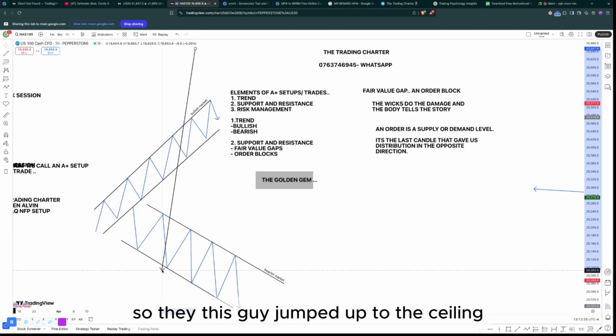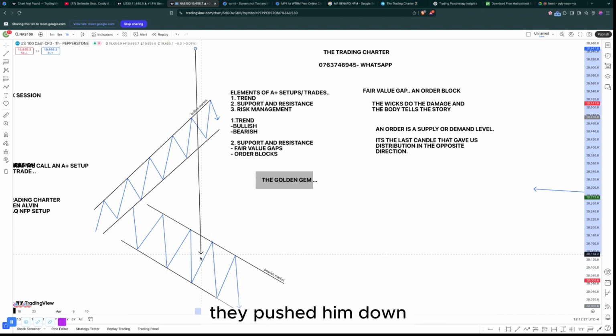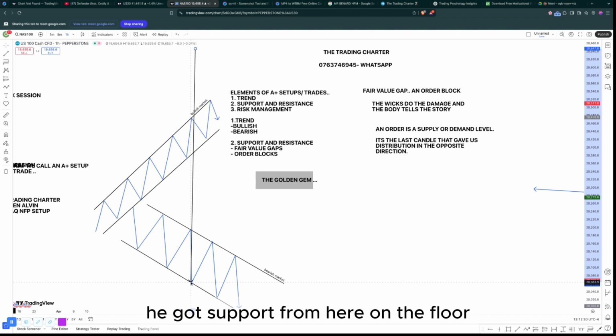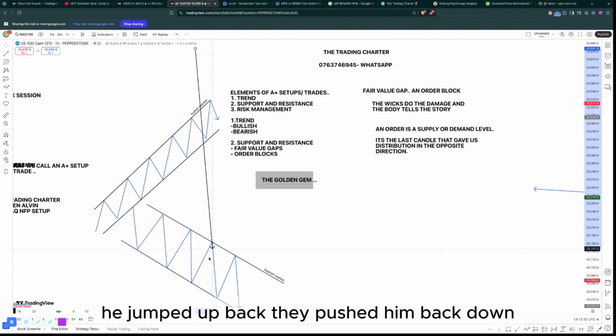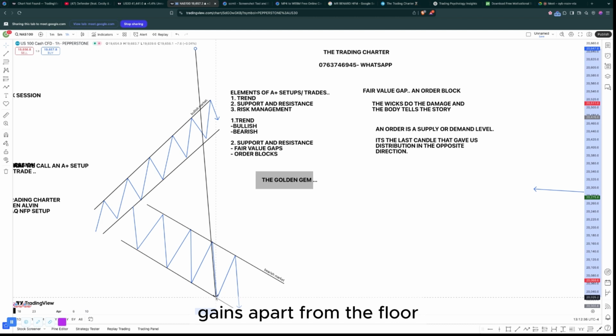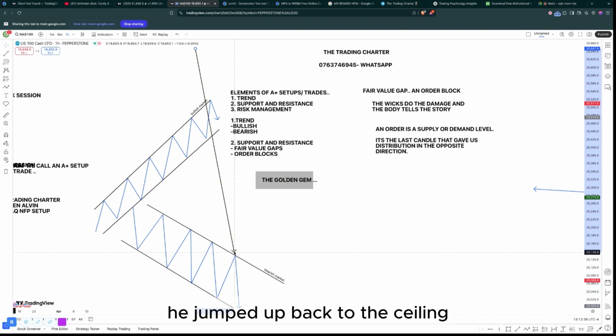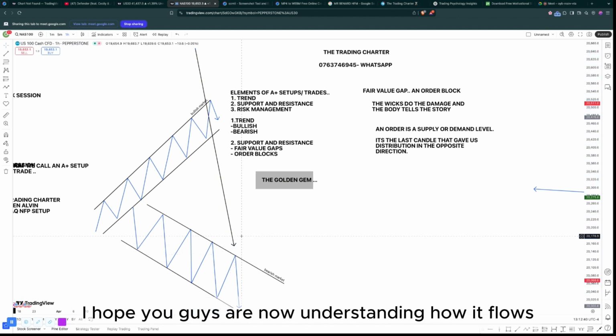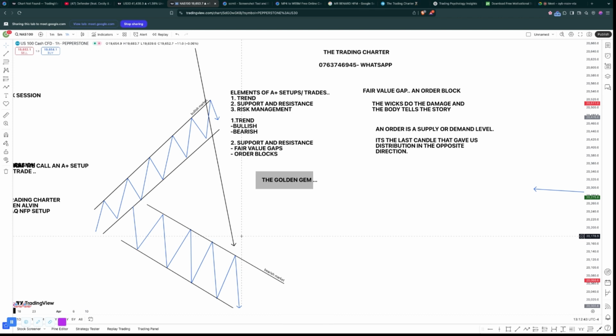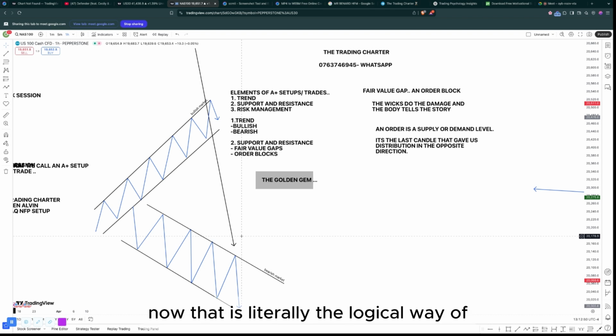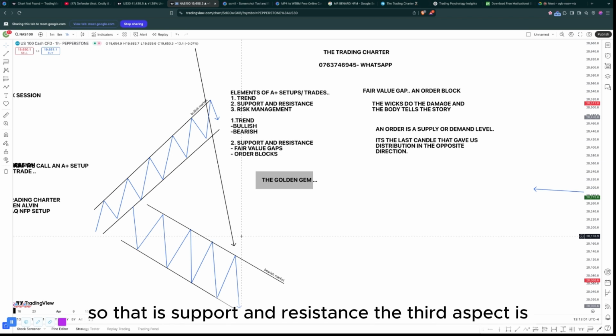So this guy jumped up to the ceiling, they pushed him down. He got support from the floor. He jumped back up, they pushed him back down, gained support from the floor. He jumped back up to the ceiling. I hope you guys are now understanding how it flows, right? So that is literally the logical way of putting together support and resistance in a normal way. You understand? So that is support and resistance.